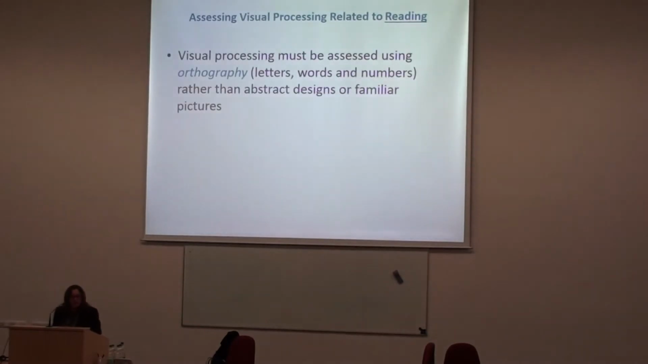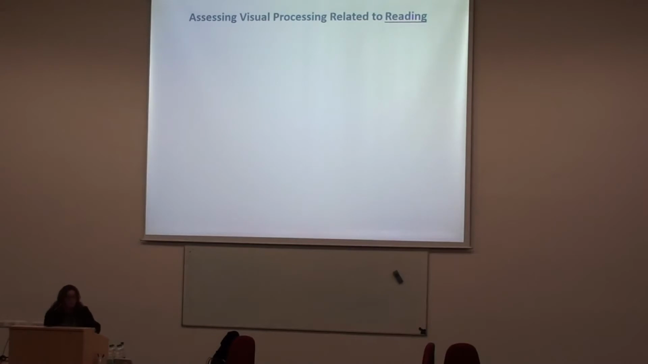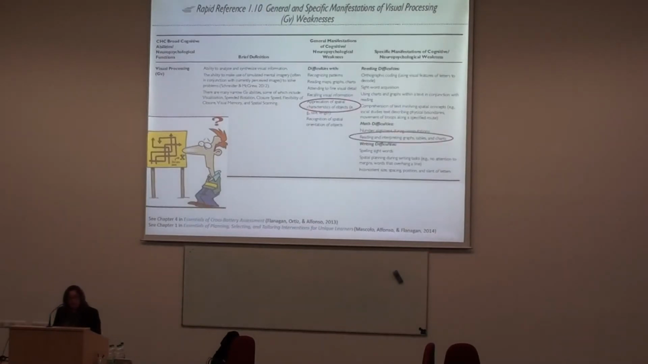So whenever you're assessing visual processing related to reading, the visual stimuli must include orthographic units, letters and numbers, not pictures and abstract designs. So for visual processing, visualization is related to math problem solving, whereas orthographic processing is related to basic reading skills and spelling. And there's your manifestations table.